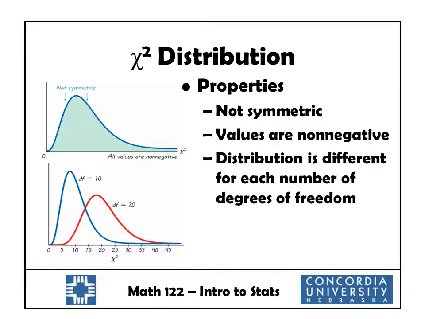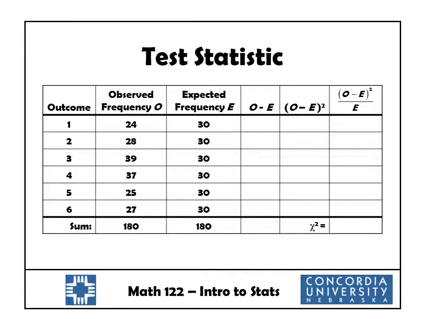Now let's talk real quickly about this chi-squared distribution. There on the left we see a graph of the chi-squared density curve. Notice it looks kind of like a bell curve, but it's not symmetric. Meaning if we draw a straight vertical line through the high point of the graph, the left half is not a mirror image of the right half. Second difference, the values are non-negative. All chi-squared values must be positive. And then third difference is that the distribution is different for each number of degrees of freedom. Degrees of freedom, here we'll talk a little bit more about what that means. So there's our chi-squared distribution.